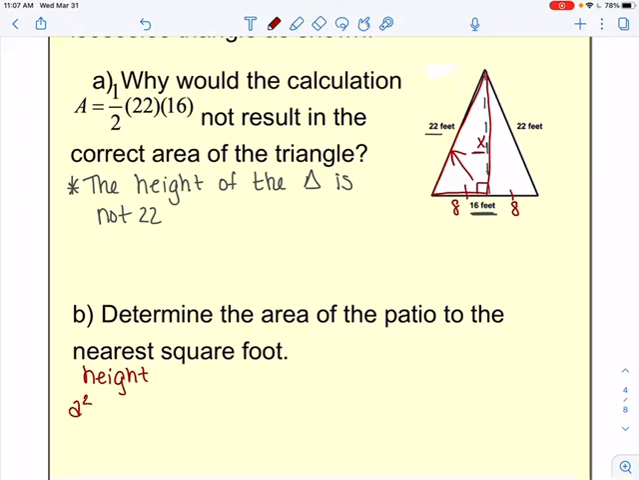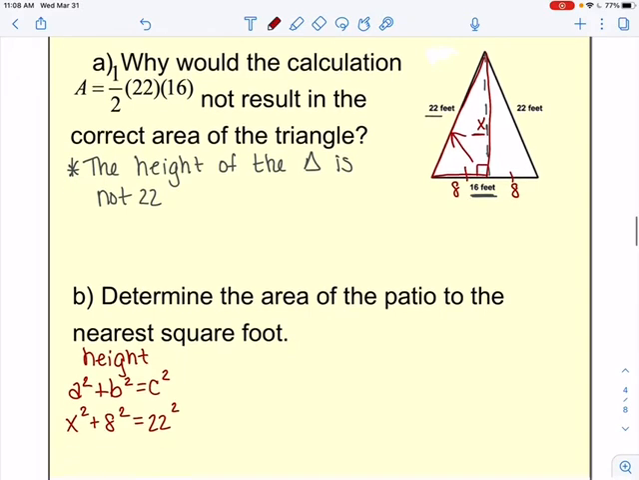So a squared plus b squared equals c squared. The only thing that matters is what goes in for c. I drew that arrow directly opposite your right angle. The hypotenuse of that triangle is 22, so 22 has to go in for c. It doesn't matter how you plug in for a and b. So I'll say x squared plus 8 squared equals 22 squared.